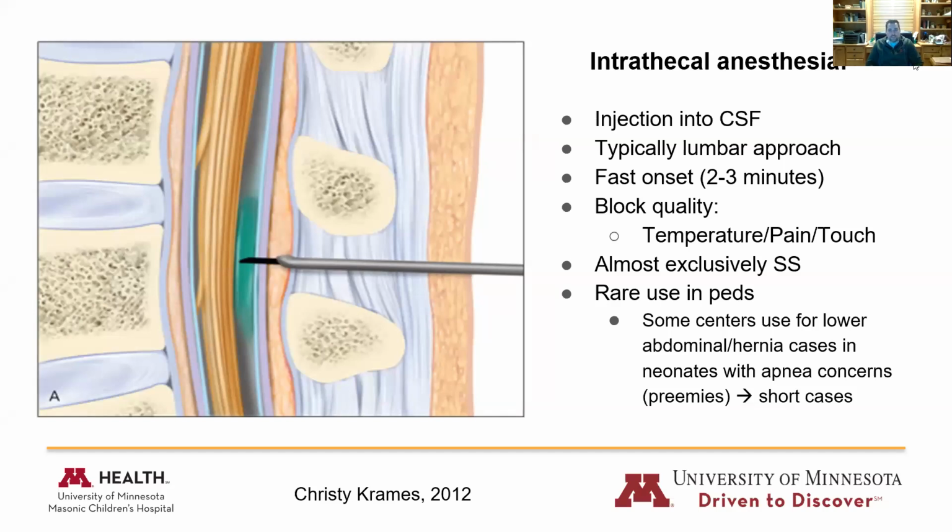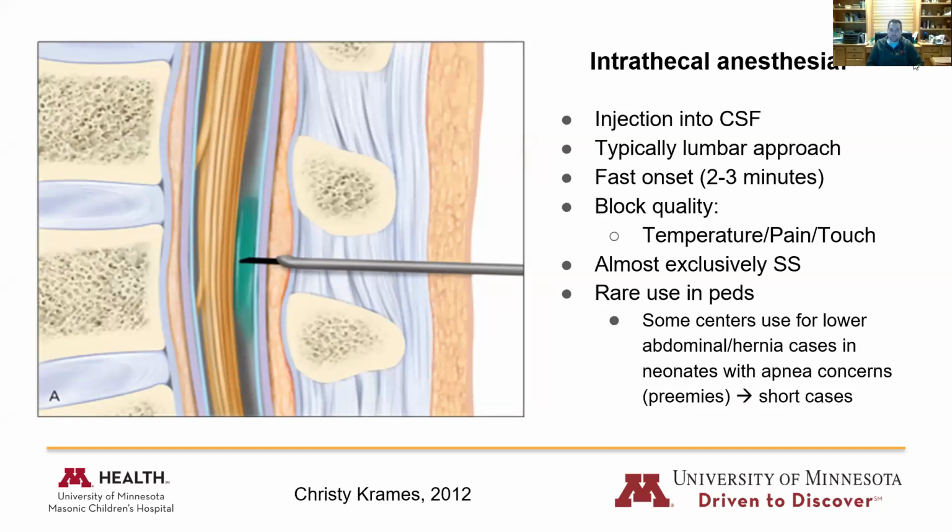Intrathecal anesthesia is basically an injection into the CSF. We typically have a lumbar approach just to avoid hitting the spinal cord directly. It has a very fast onset, and the block quality includes temperature, pain, and touch as well. It turns out that using continuous infusion in the intrathecal space has a fairly high amount of neurotoxicity, so we stay away from this nowadays. And we really rarely use it in peds at this point in time.